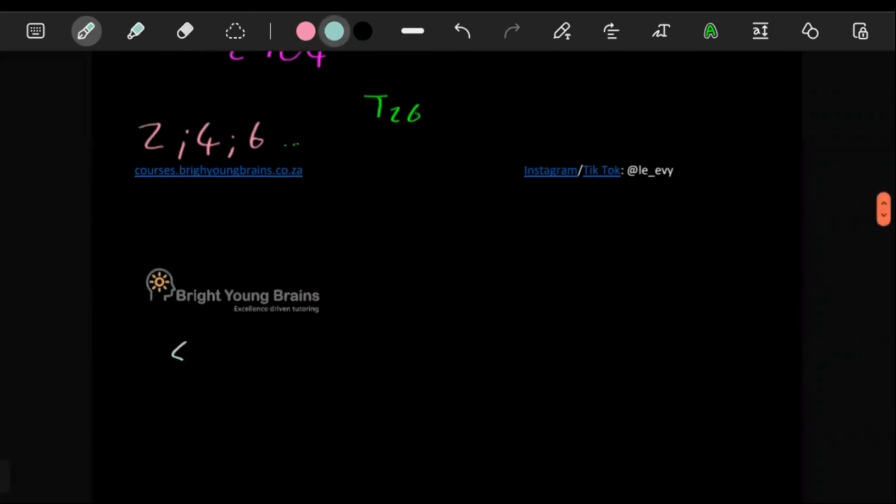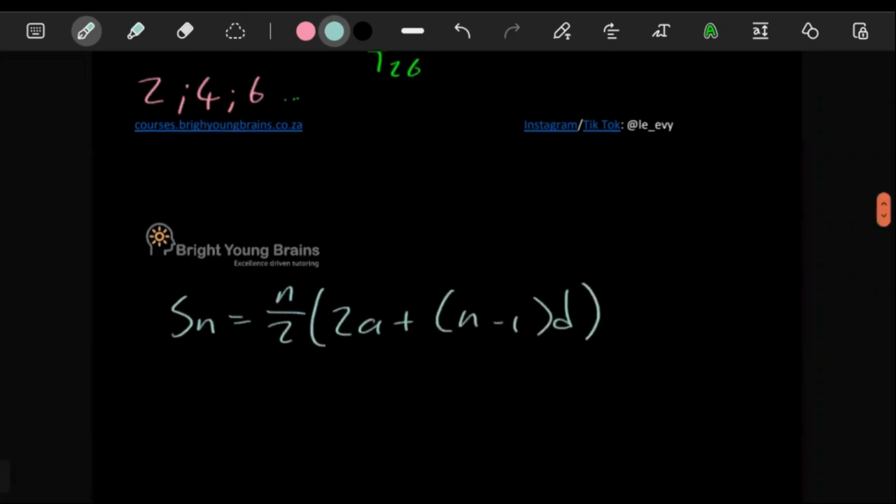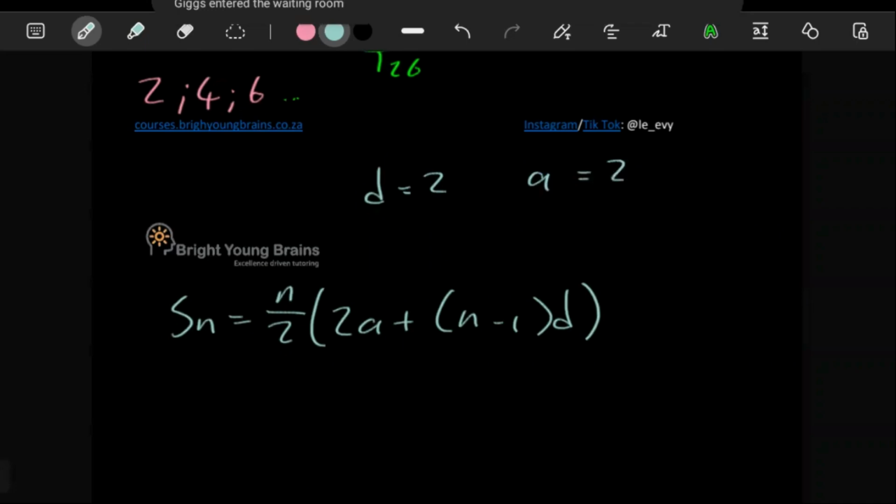We want to see how much all these areas would add up to if we add them up until the area in position 26. So to do that, we can just use our SN formula. Remember, our SN formula looks like this: n over 2, 2a plus (n minus 1)d. Our common difference here, we can clearly see, is just a 2. The value of a is just a 2.